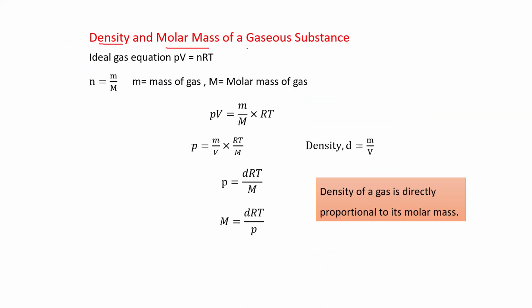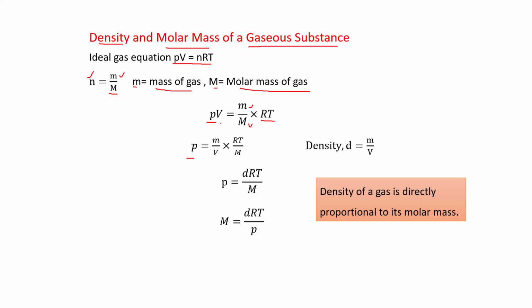Density and molar mass of a gaseous substance. This is the ideal gas equation, PV is equal to nRT, where n is the number of moles, which can be found out by using the relationship small m divided by capital M, where small m represents the mass of gas in gram and capital M represents the molar mass of a gas in gram per mole. If you put the value of n, then we will get PV is equal to small m divided by capital M into RT. Just rearrange.